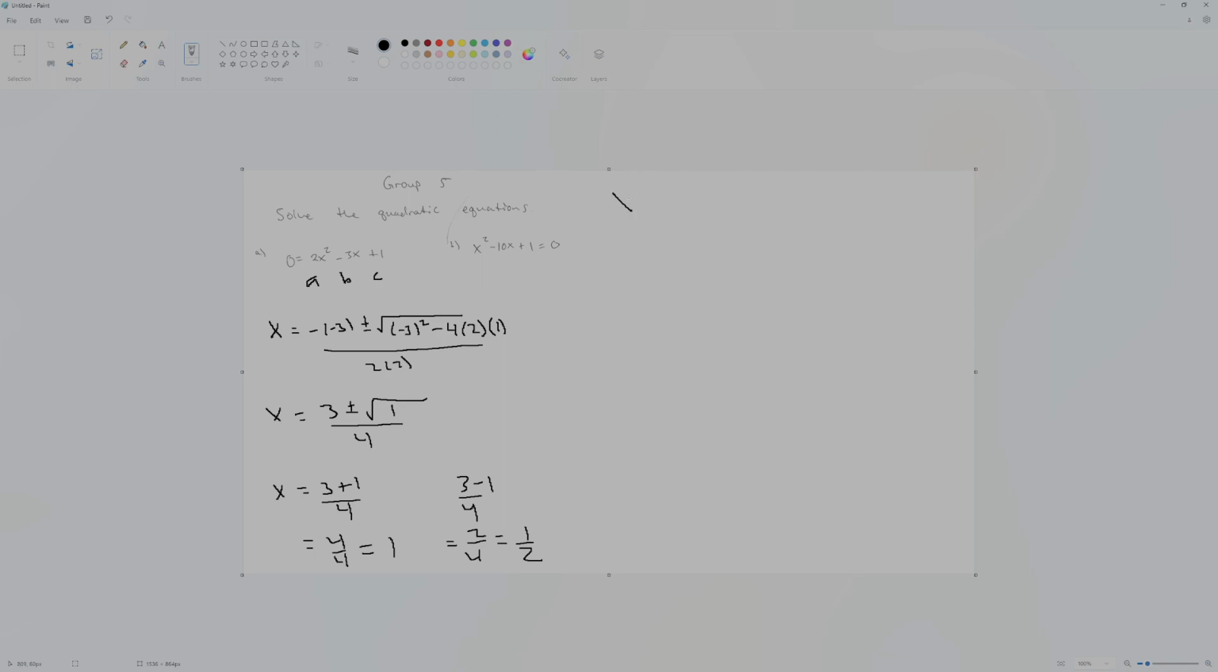For part B, again, x equals negative times a negative 10 plus minus the square root of negative 10 squared minus 4 times 1 times C all over 2A, so 2 times 1. So negative times a negative is a positive 10 plus or minus the square root. Negative 10 squared is 100. 100 minus 4 times 1 times 1 is going to be 96. All over 2 times 1 is 2.